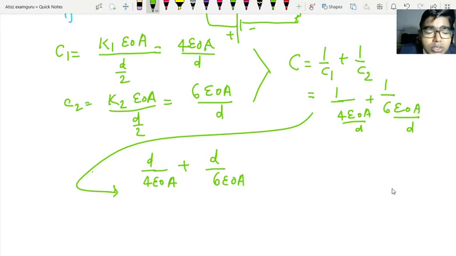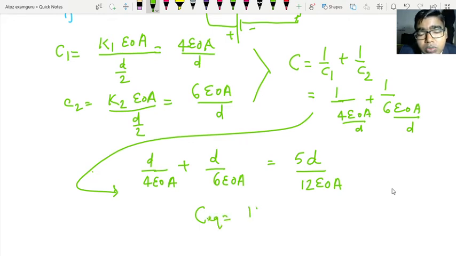If you take the LCM, it is 3, it is 2, so 5d upon 12 epsilon naught A. So the equivalent capacitance C for this combination will be 12 by 5 epsilon naught A by d.